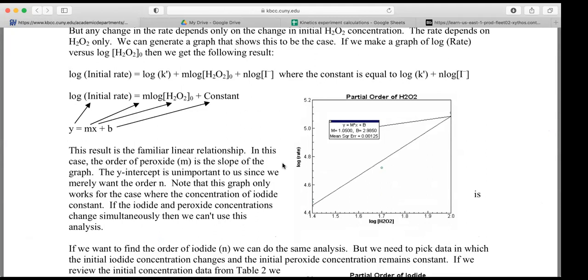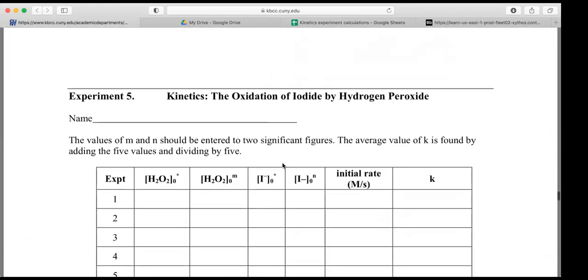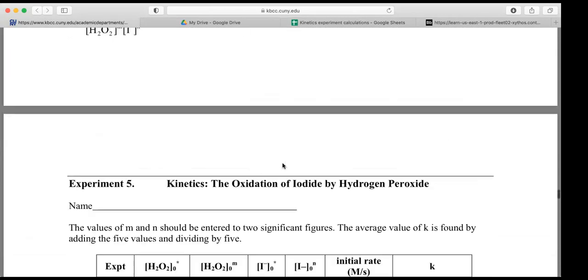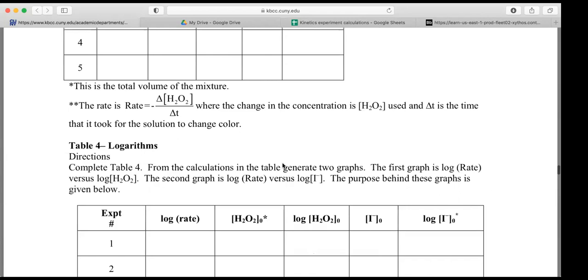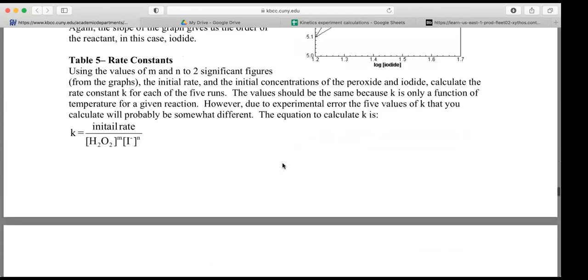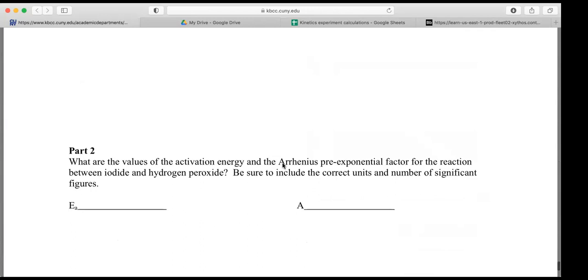Now it's the point where you're going to be doing graphing, okay? And what I'm going to do is split that up into a second video of how to do the graphing aspect of this. So for right now, what you want to do is go through it yourself and do all these calculations of tables 1 through 4 with your data set. And then I will do a separate video regarding the graphical analysis, okay?